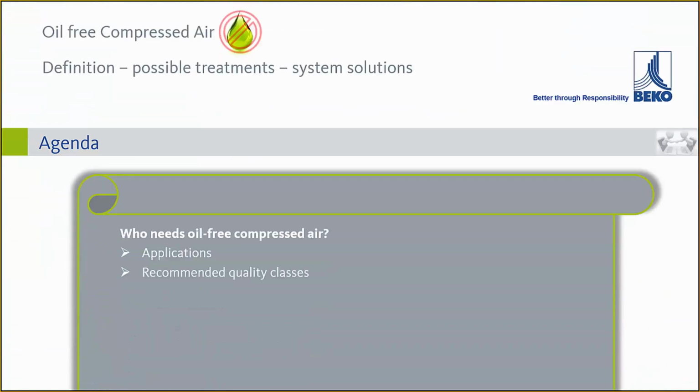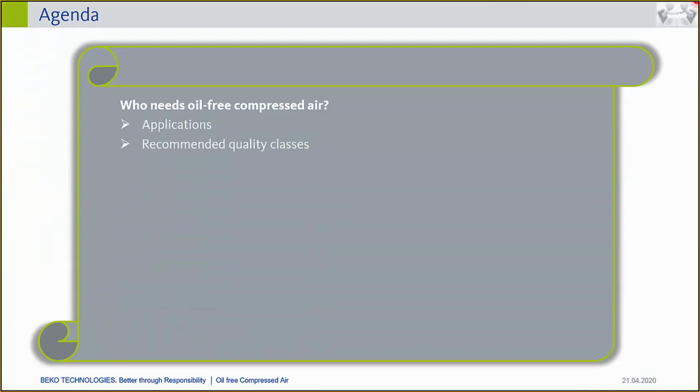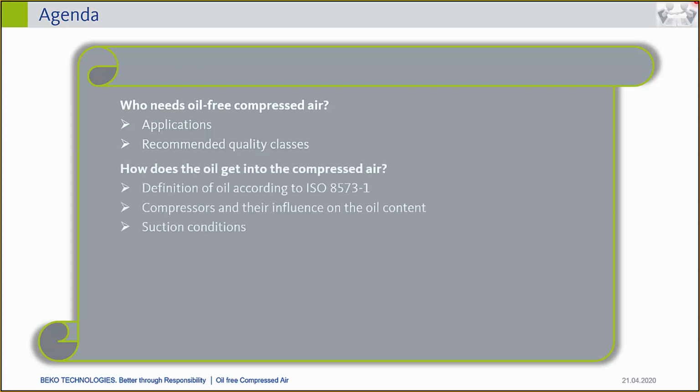So what does the agenda look like? At first we will shortly have a look at some applications and the required quality classes, particularly in terms of the oil content. The next question is, how does the oil get into compressed air? We will have a closer look at the oil itself, its molecular structure, so a bit of chemistry, but not too much. Then we will see how compressors influence the oil content in the compressed air system, and what about the suction conditions?